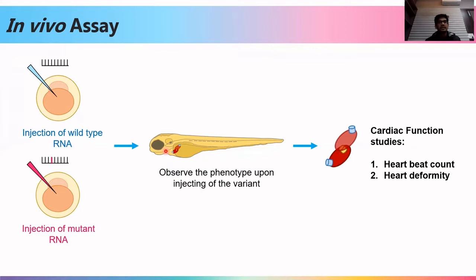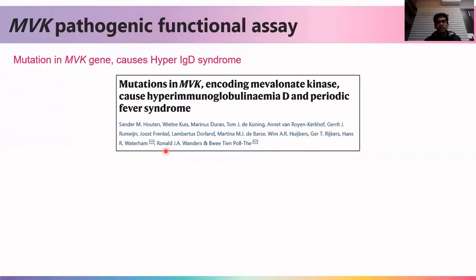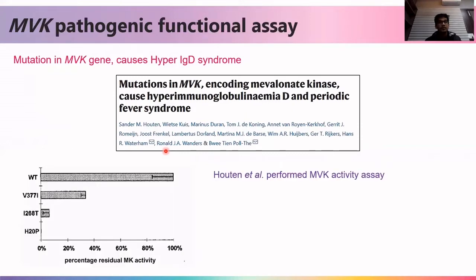Okay, so now we'll take some examples of the functional assay. Let's take an example of the pathogenic MVK functional assay. There's a study which was done by Huten on mutations in the MVK gene, which is responsible for encoding mevalonate kinase. It causes hyper IgD and periodic fever syndrome. After performing the MVK activity assay, the wild type, which is a healthy individual, has an activity of 100%.